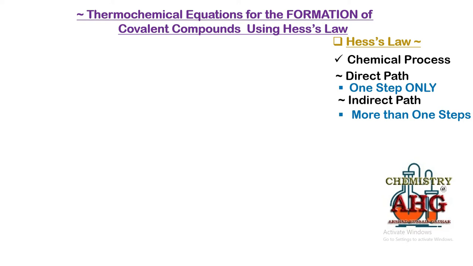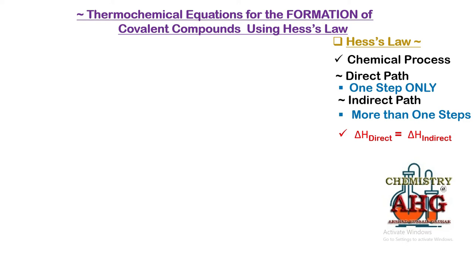Second information: whether we carry out a chemical reaction using direct path or indirect path, the total enthalpy change for that chemical reaction will remain unchanged. What does this mean? Mathematically, we can remember that the enthalpy change of the direct path is always equal to the enthalpy change of the indirect path. So it doesn't make any difference whether we complete a chemical reaction using direct path or indirect path. The total energy change for that chemical reaction remains unchanged.